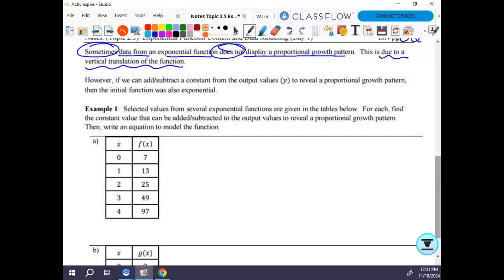However, if we can add or subtract a constant from the output values to reveal the proportional growth pattern, then we can write the equation, okay? The equation means we take general form, which is y equals a times b to the x, but then we have a plus k, k being that constant for my vertical shift, either up or down.